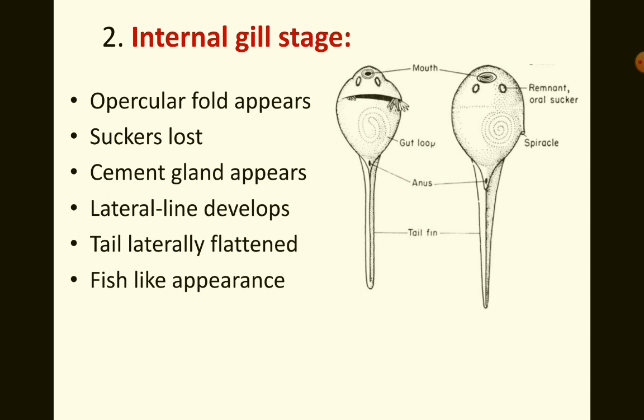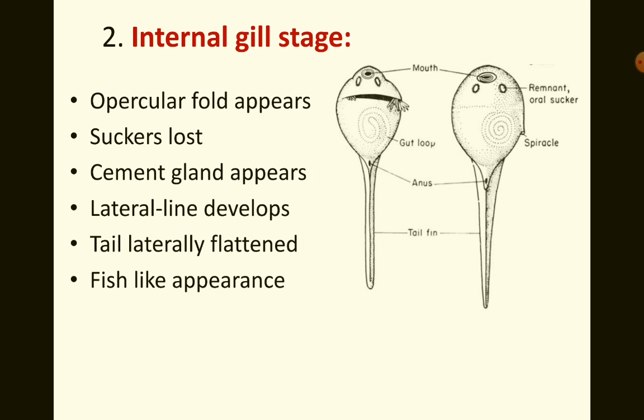And the opercular fold appears from the sides of the head just behind the hyoid arches, and in front of gills as double fold of skin. Now it grows backward over the gills completely, enclosing them inside this opercular chamber. The opercular chamber projects out as a siphon on the left side and opens outside by a spiracle.